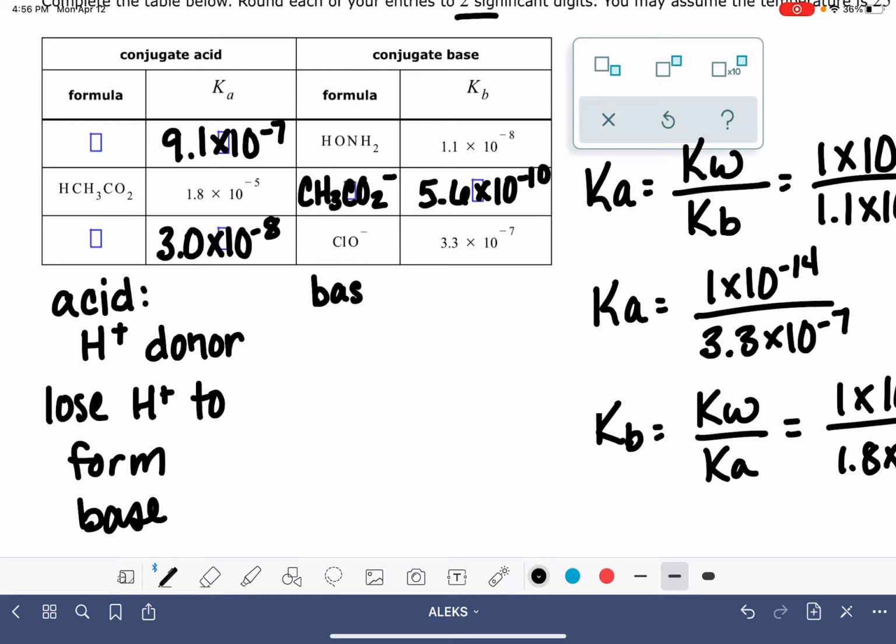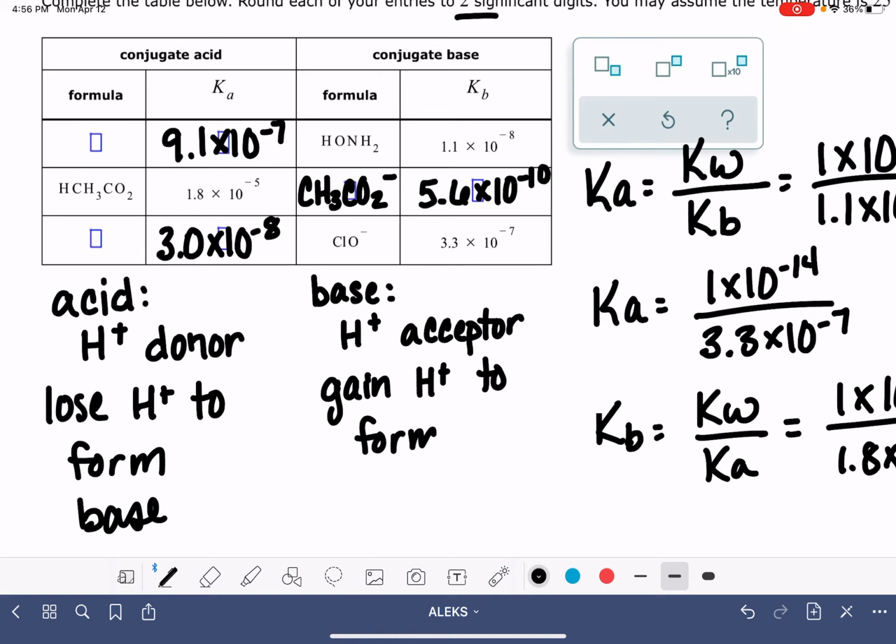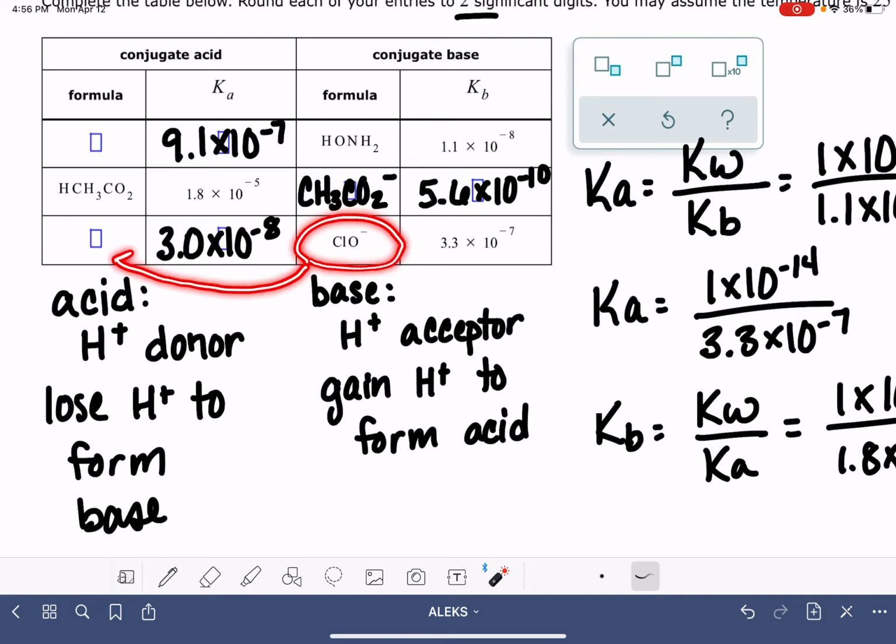Now for bases, our base is an H plus acceptor. For our bases, we are going to gain an H plus to form the acid. So if we are starting with the formula of a base, we just want to add an H plus to come up with the formula of an acid. Typically, the hydrogen is written at the very front of the formula. So I'm going to write the hydrogen first, HClO, and then also don't forget we're adding a positive charge. We are starting with the negative charge, add a positive charge. That leaves us with a neutral molecule.